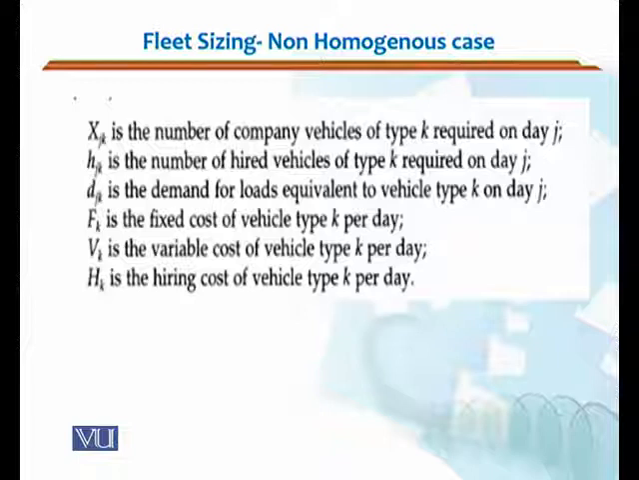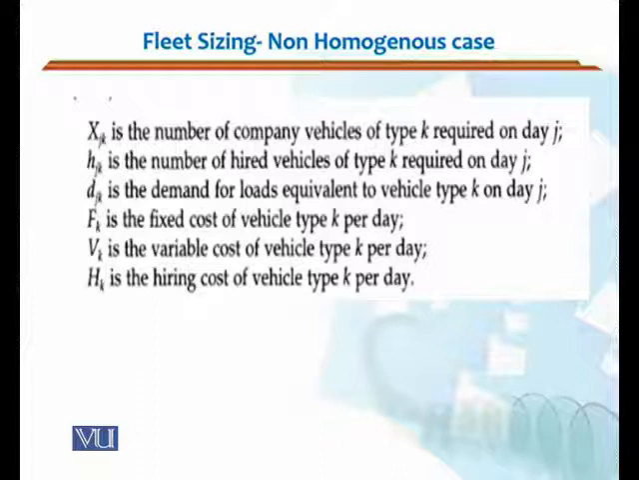x_jk is the number of company vehicles of type k required on day j. h_jk is the number of hired vehicles of type k required on day j. So remember, k is the type of vehicle. That means 1 could be trucks, 2 could be trailers, and 3 could be some other vehicle. D_jk is the demand for loads equivalent to the vehicle type k on day j.